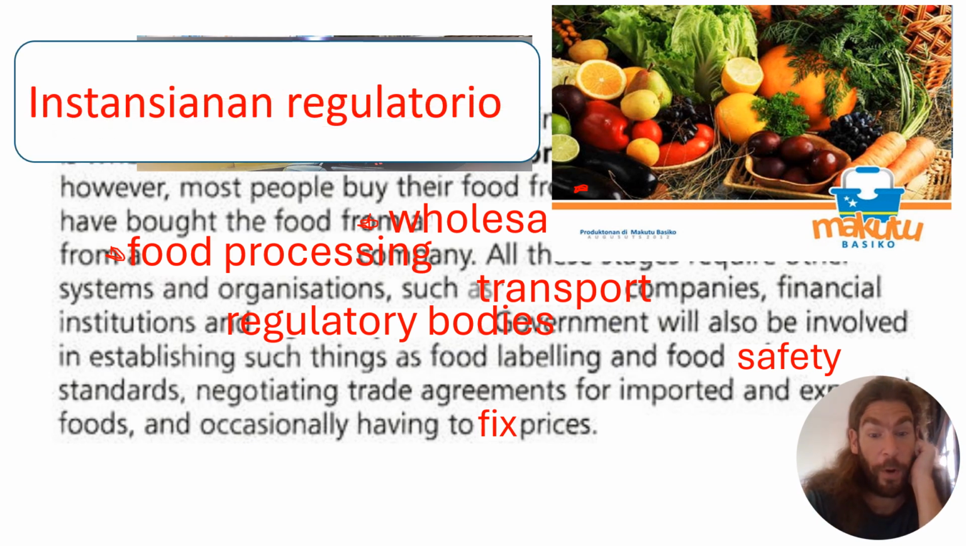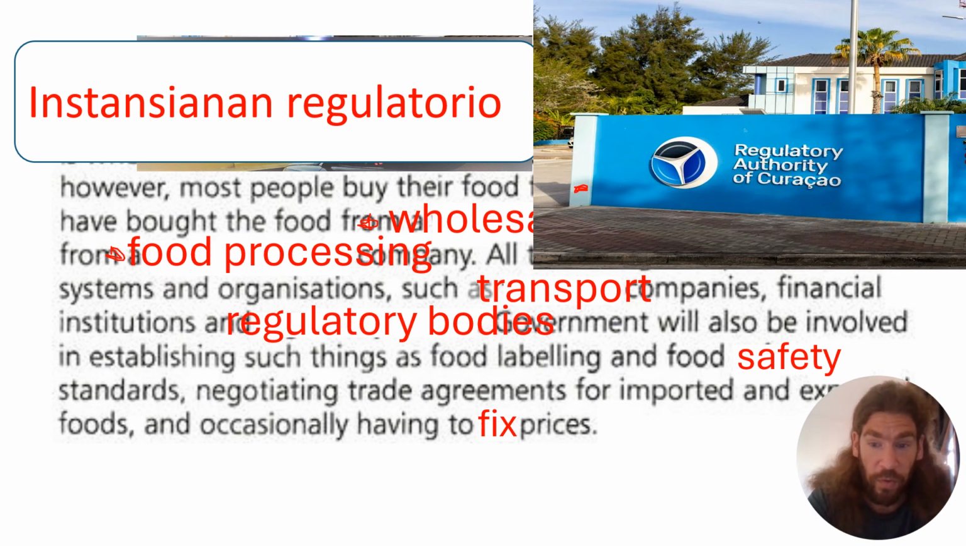And the regulatory bodies are called in Papiamento, Instantia non Regulatorio. Not bad, right? Instantia non Regulatorio. They try to create food safety so that the food is treated and managed in a safe way. They check this, and if it isn't, they get a big sticker on it, and a restaurant or the small supermarket is closed. And occasionally, they also try to fix prices so it won't get too expensive.